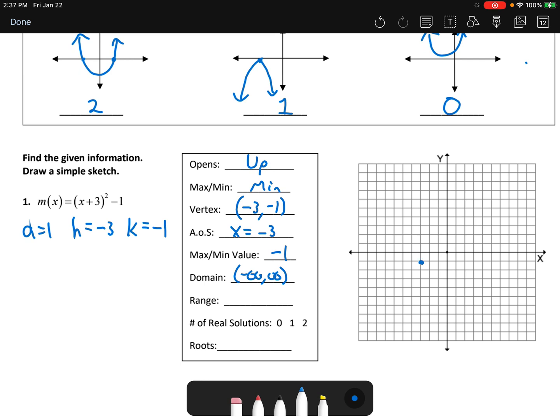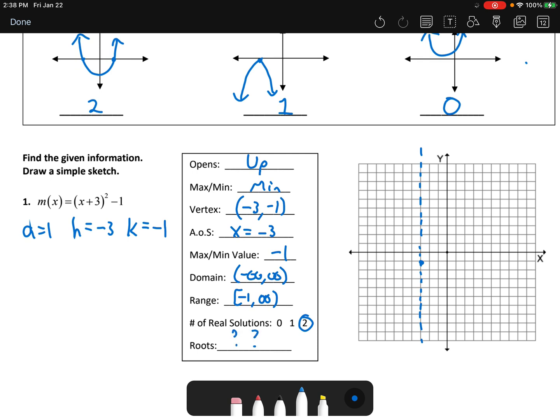So negative 3, negative 1 is right there. So our axis of symmetry is here. Well, if it opens up, right? If it opens up, it's got to go through the x-axis in how many places? 2, right? Now, we know the range then is going to be negative 1 to infinity. Has to be, because it's going up.